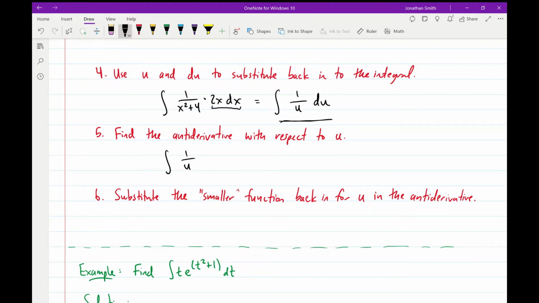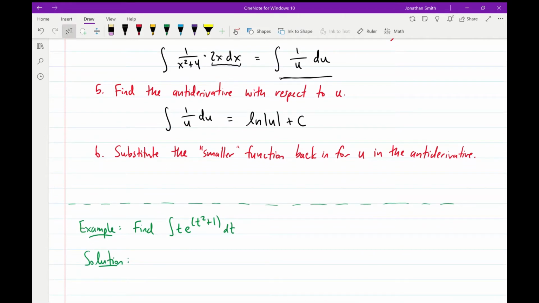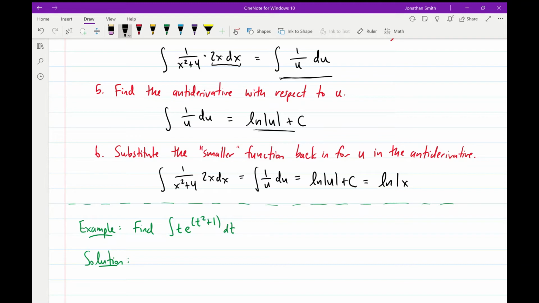So here, the integral of 1 over u du is an integral that we already know. So this is equal to the natural log of the absolute value of u plus some constant of integration c. And then finally, we're going to substitute the smaller function in terms of x back in for u in this new antiderivative that we found. So we have the integral of 1 over x squared plus 4 times 2x dx was equal to the integral of 1 over u du, which is equal to the natural log of the absolute value of u plus c. And now we substitute back in for u, and we get the natural log of x squared plus 4 plus c. So this would be our final antiderivative.